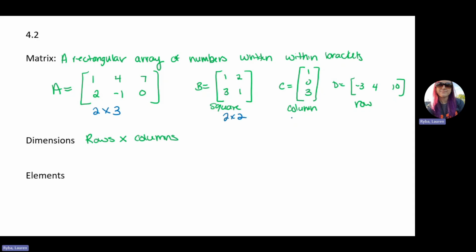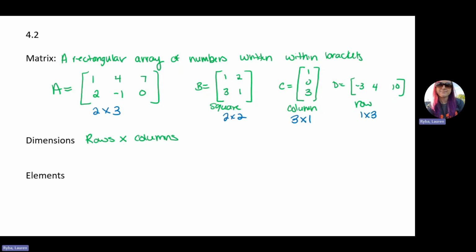C has 3 rows by 1 column. And this one is 1 row by 3 columns. So depending on how your numbers are arranged in your matrix, that is the dimensions of your matrix. And then clearly it should make sense. 2 times 3 means there should be 6 numbers inside my matrix. There are 6 numbers there.